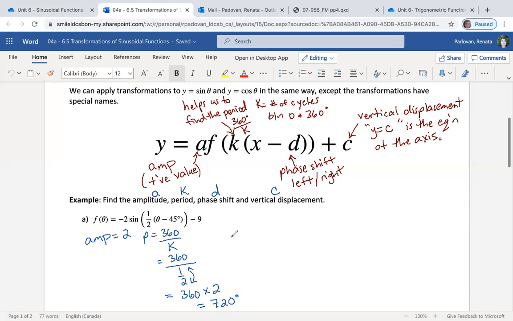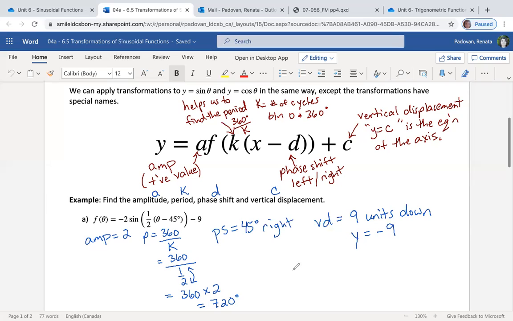So the phase shift here, we'll call it PS, the phase shift is 45 degrees. And because it's negative, we're going to move right. So every dot is going to be shifted 45 degrees to the right. And the vertical displacement is just shifting down by 9. So 9 units down. But don't forget that that's also telling me what the equation of the axis is. So the equation of the axis then would be y equals -9 in this case.